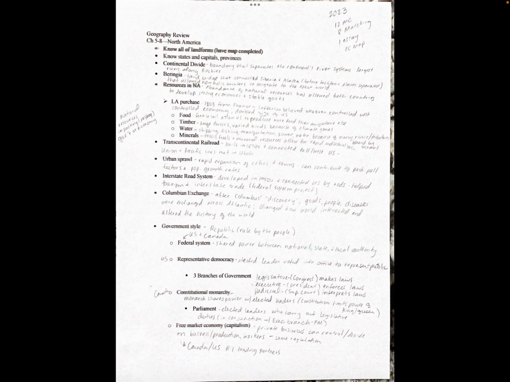The interstate road system, that was developed in the 1950s, and it connected the United States by roads. So it was a little less than 100 years earlier that the Transcontinental Railroad connected the United States by rail. Now we're connecting it by road systems, and that really helped tourism as well as interstate trade. It's a federal system project, meaning that the federal government supports most of the interstate road systems, although when we talk about federalism, we understand that there is a shared power between the state and the federal government.